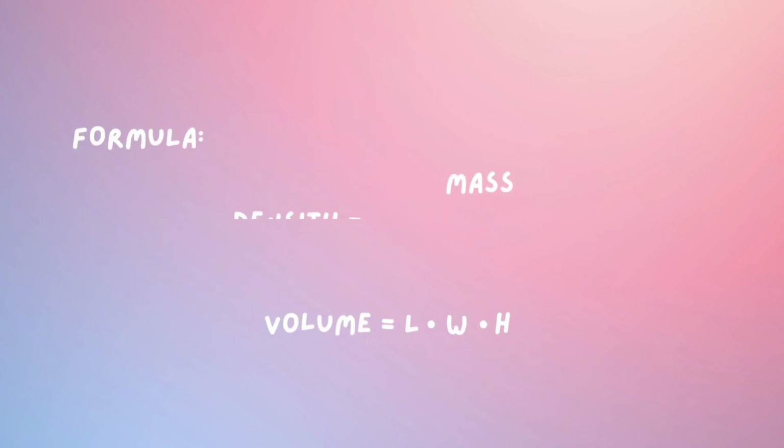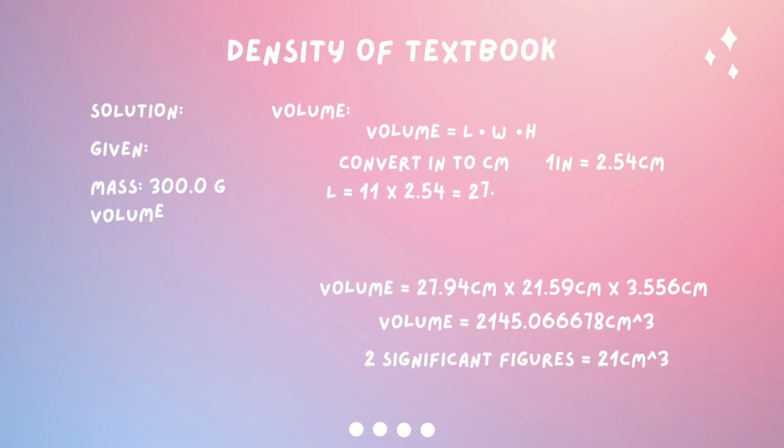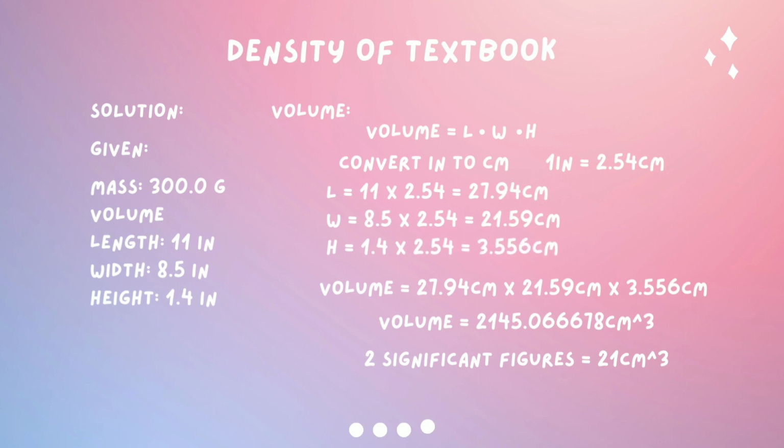So now let's compute the density. The formula for density is mass over volume, while the formula for volume is length times width times height. Let's compute for the density of the textbook. Here's the solution. The given are mass, which is 300.0 grams, while for the volume, we have to compute it. The given are only the length, which is 11 inches, width 8.5 inches, height 1.4 inches.